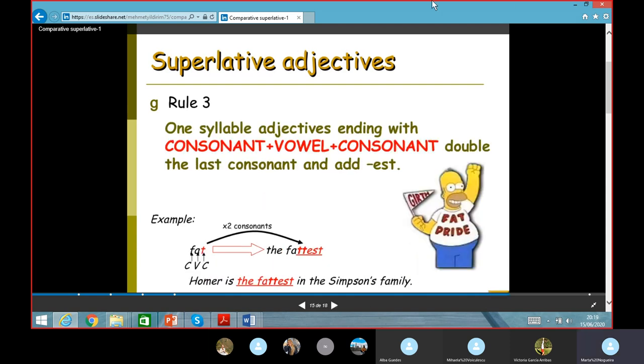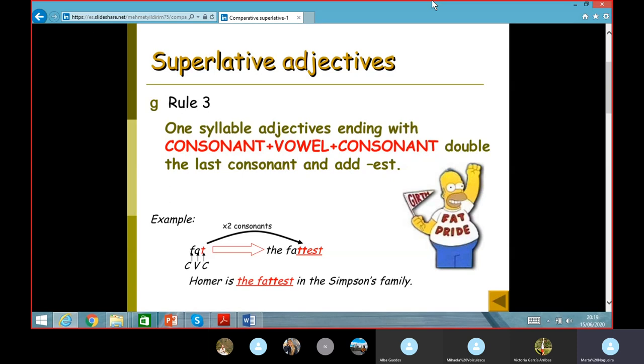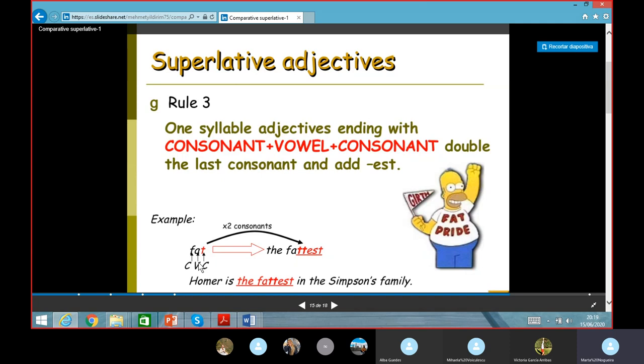This is the same, guys, as with the comparatives. If I have a consonant, a vowel, and a consonant, I'm going to double the latest consonant. Parece un trabalenguas, pero no. Si tengo consonant, vowel, and consonant, I'm going to double the latest consonant. Okay? Doblo la última consonante.